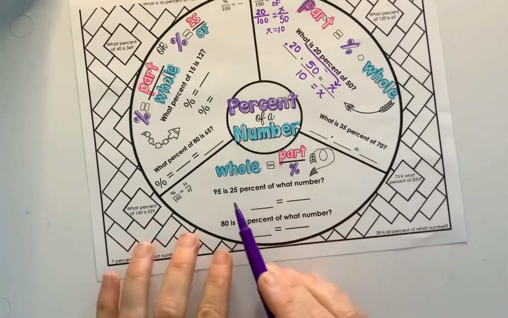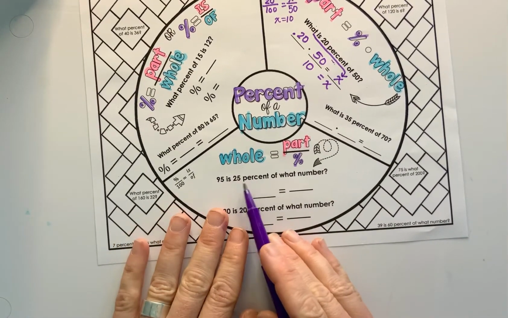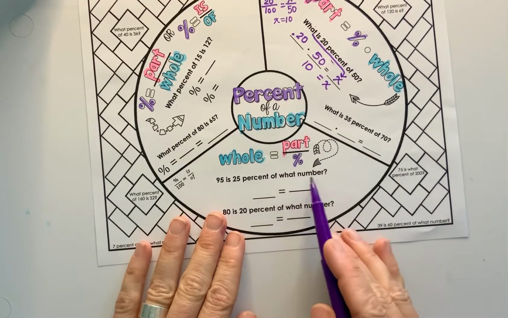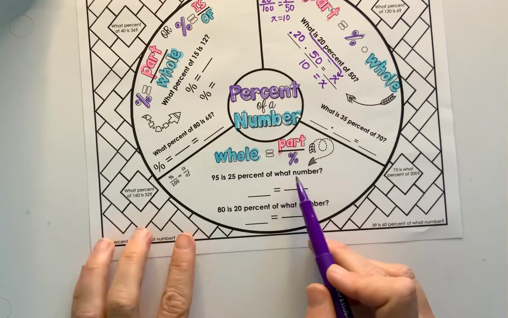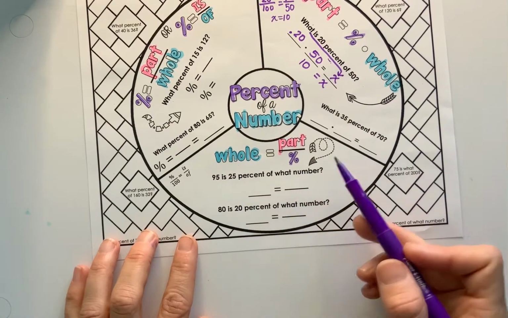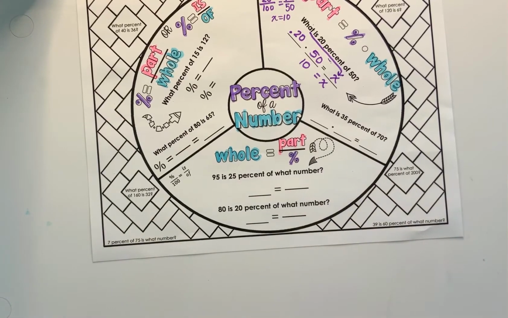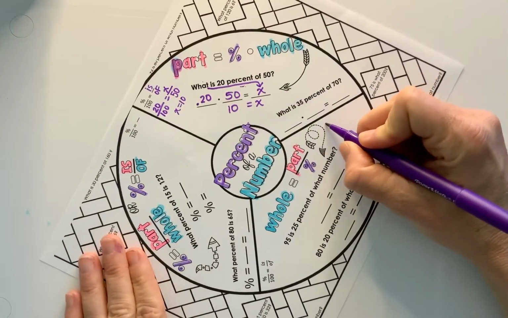So let's read this example. 95 is 25% of what number? So if I dissect that, I can see that the whole is missing, the what number, or the "of". So I can set that up using my original equation. I'm going to put it over to the side.